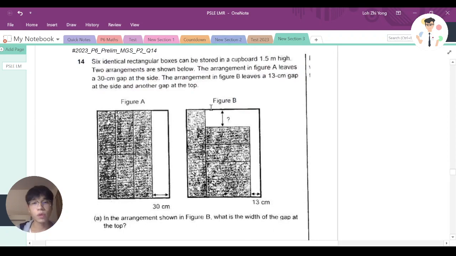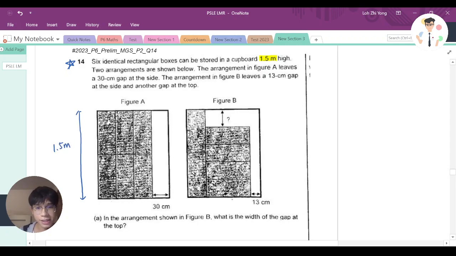MGS paper 2 question 14. And this is a question that is kind of important to know. Okay, now let's look at this question. 6 identical rectangular boxes can be stored in a cupboard 1.5 meter high. So you know that the height is like this, here up to here is 1.5 meter high.